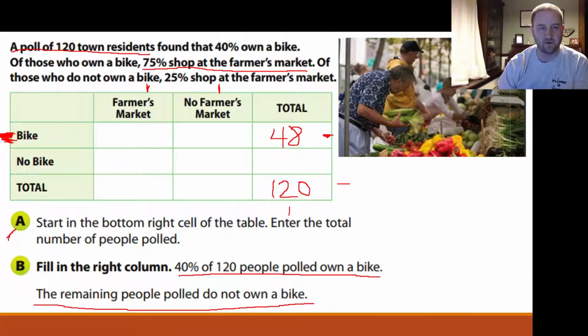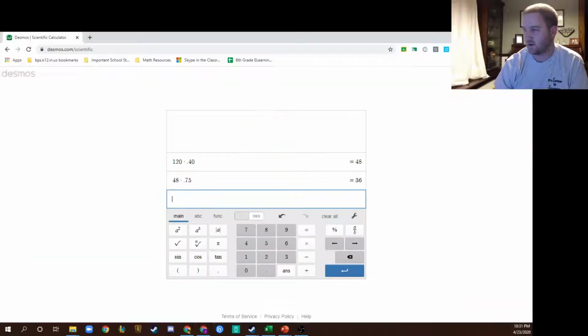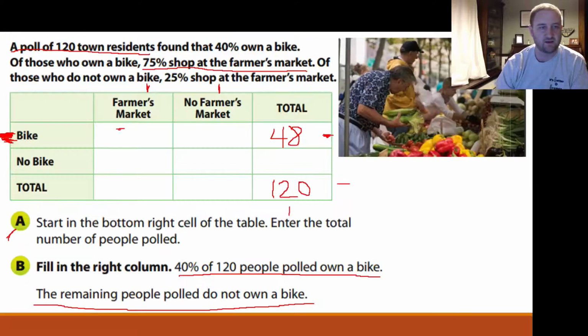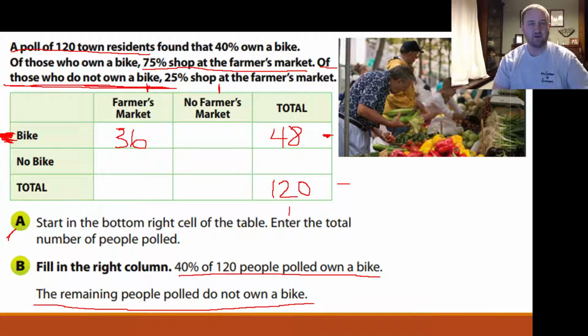So we're coming back over here. It says 75% of them shop at the farmer's market. So we're going to put 36 right here, shopping at the farmer's market. Okay. Then it says, of those who do not own a bike, 25% shop at the farmer's market. Okay, so if 48 people own a bike of those 120 people, how many of them don't own a bike?